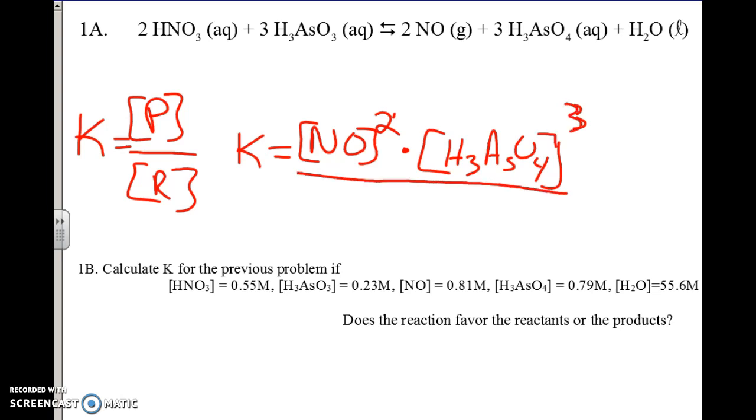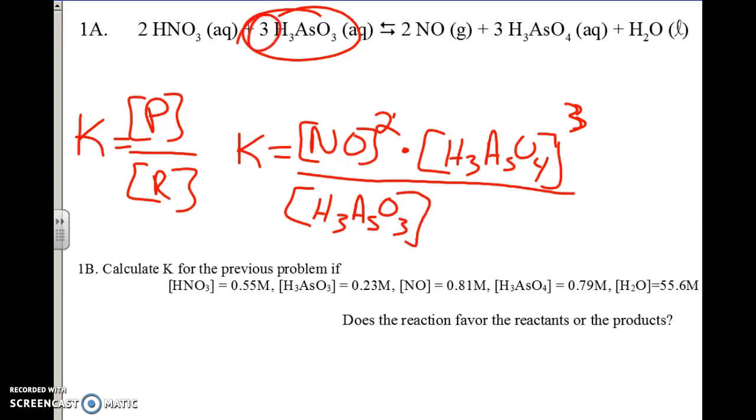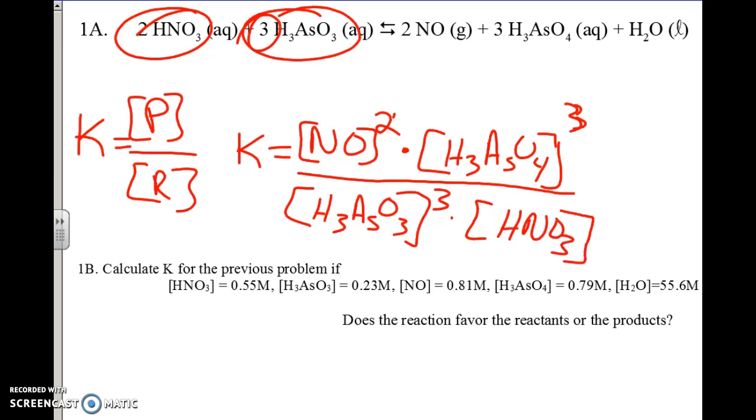Put my line. Now I'm going to go get my reactants. So I'll start with this one right here. H3AsO3. That's going to go to the power of 3. And it doesn't matter which order these go in. You could have the H3AsO3 go first, or you could have HNO3 go first. So this is going to be HNO3, and its coefficient is a 2, so that means it goes to the power of 2.